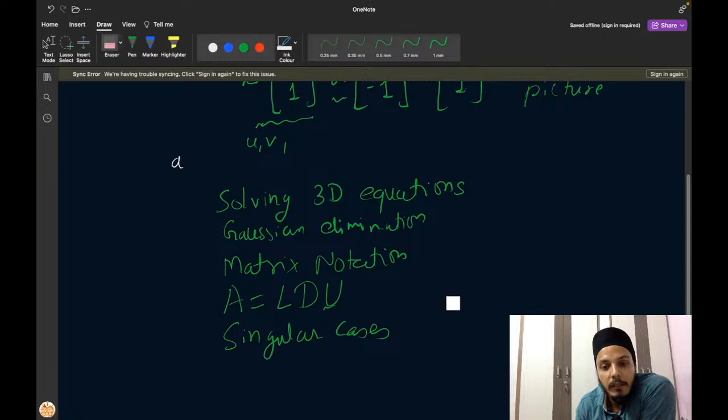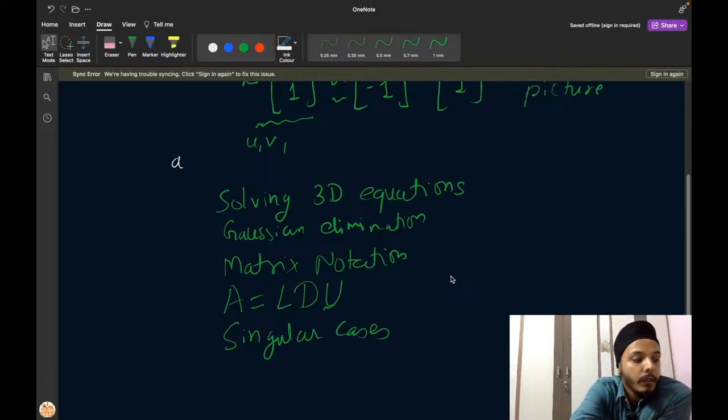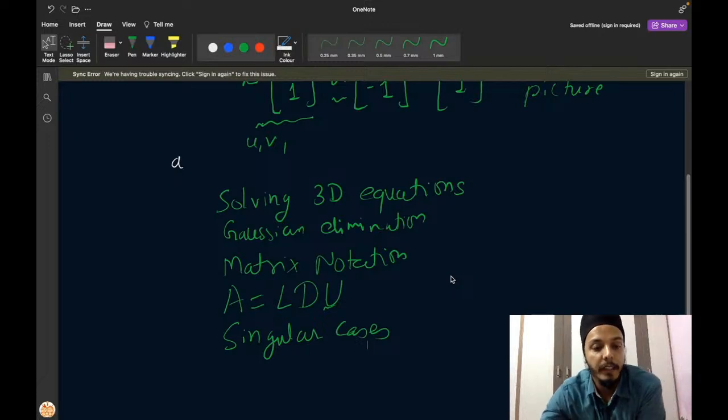So with this we end this lecture. I hope you all liked the lecture, and in our next part we will solve the 3D equations. We will see how to represent 3D equations in the plane form and in the column picture.